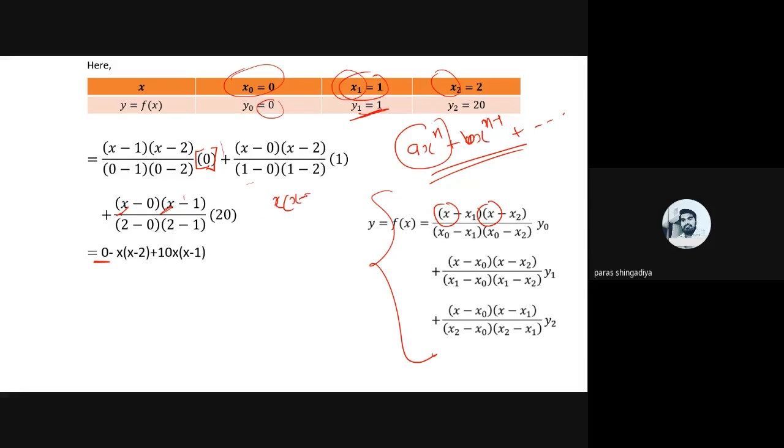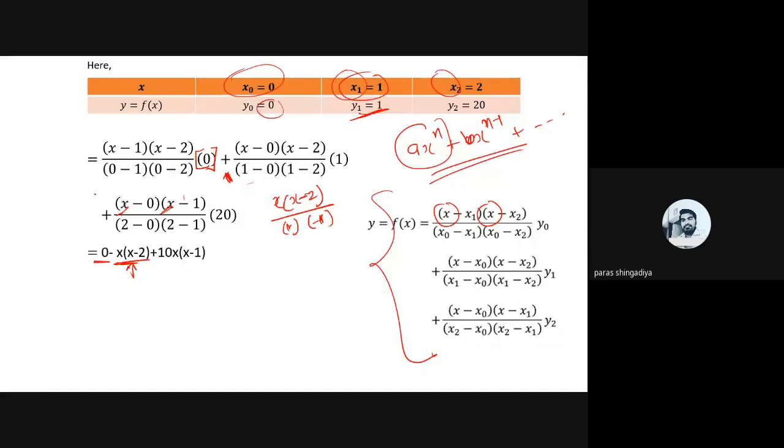And here it is x minus 2. Let us consider as it is that x minus 2 divided by 1 minus 0, that is a 1, and 1 minus 2, that is a minus 1. Into the 1 means the term itself. So the denominator is 1 into minus 1, that is minus 1. So this positive will convert to the negative, and it will be minus x of x minus 2. This is the answer of the second term.